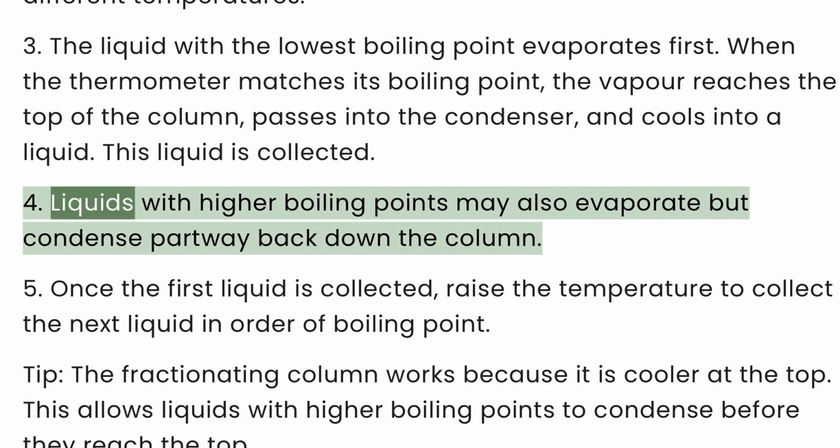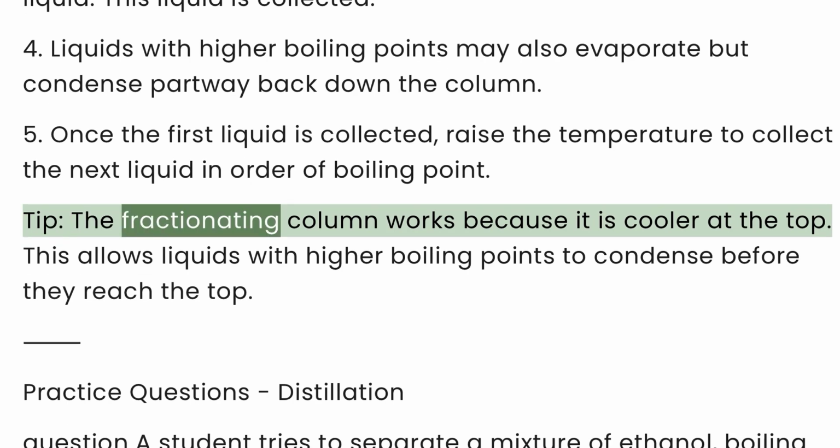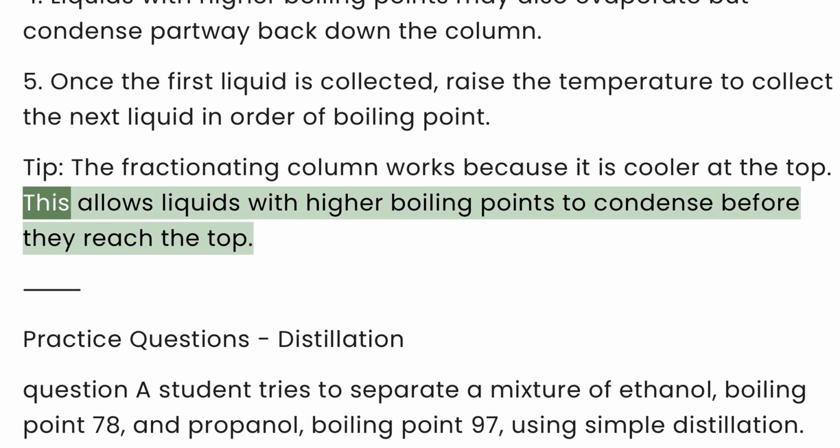4. Liquids with higher boiling points may also evaporate, but condense partway back down the column. 5. Once the first liquid is collected, raise the temperature to collect the next liquid in order of boiling point. Tip: the fractionating column works because it is cooler at the top. This allows liquids with higher boiling points to condense before they reach the top.